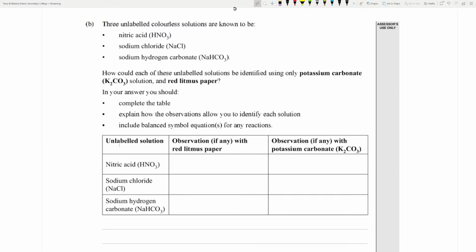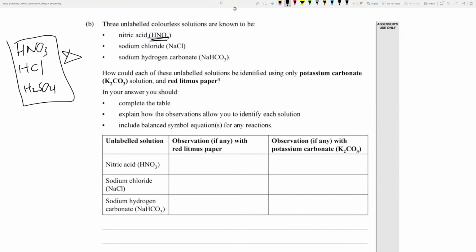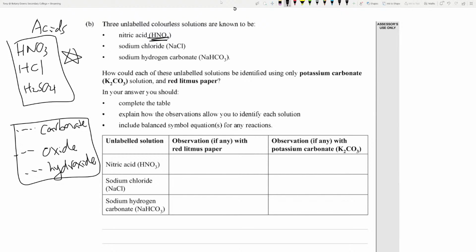chemical or a substance is an acid or base? The 3 acids that you need to know for NCEA level 1 are given here: HNO3, HCl, H2SO4. So these are the 3 acids that you must remember. Okay, so these are your acids. And again, I'm only doing this because you're year 11s. For anything that's something carbonate or oxide or hydroxide, these are all alkaline or basic or bases. Okay, so something carbonate, something oxide, something hydroxide.